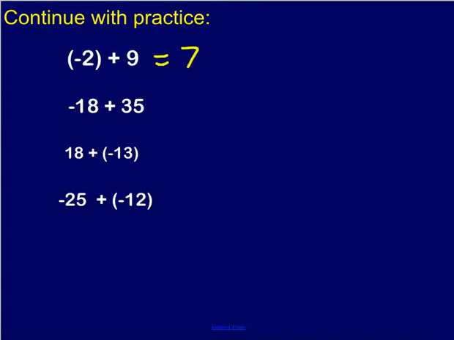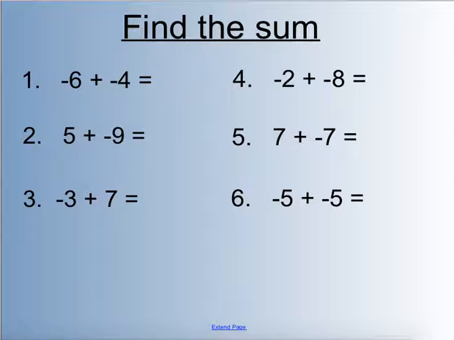-18 plus 35. Well, if we went back 18 and then added 35, that would mean that we would have a +17. 18 plus -13, you could think about this as winning and losing, and we would have a total of 5 points left when we did that. And then if we go back 25 and then back another 12, we would be at -37. Here are some other practice problems that you can use to practice and find the sum.